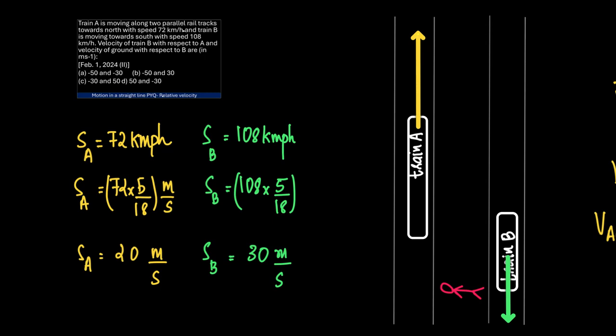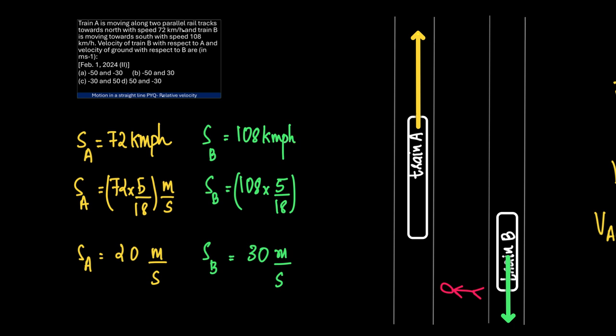To understand the given question, let us first try to visualize the given description and the observer. We have two parallel rail tracks, and train A is moving along track 1 towards the north with a speed of 72 km per hour, and train B is moving towards the south with a speed of 108 km per hour.